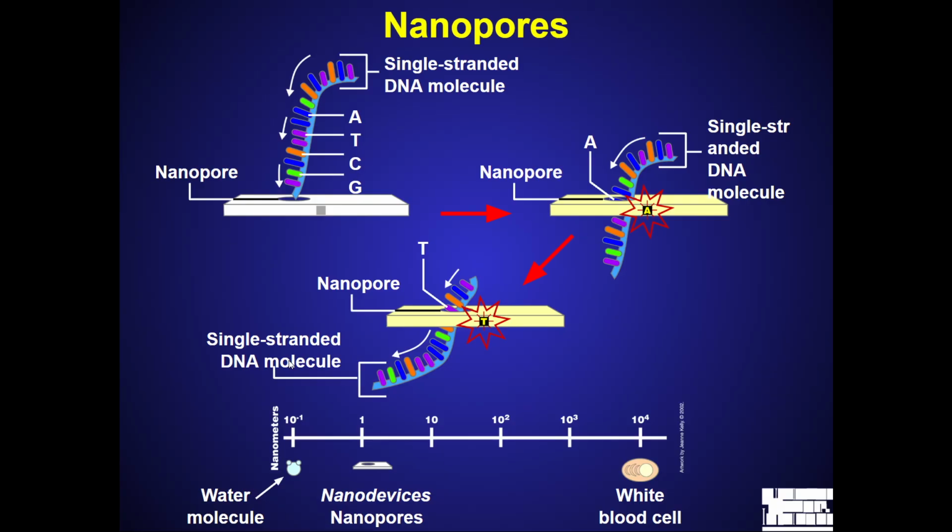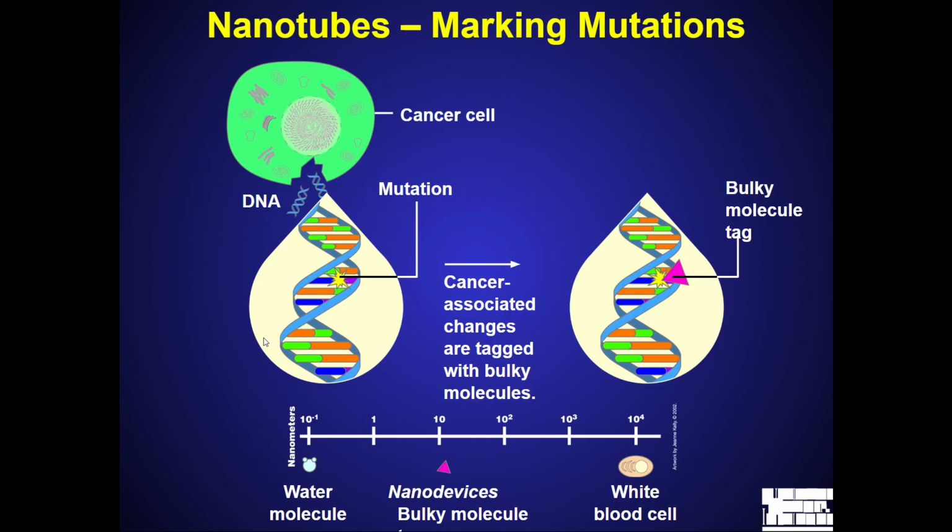And because all the properties of the four bases are unique, the scientists can decipher the information and find errors that may be helpful.